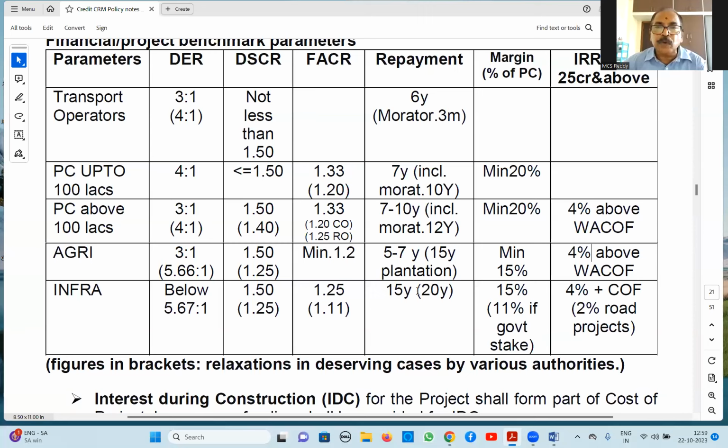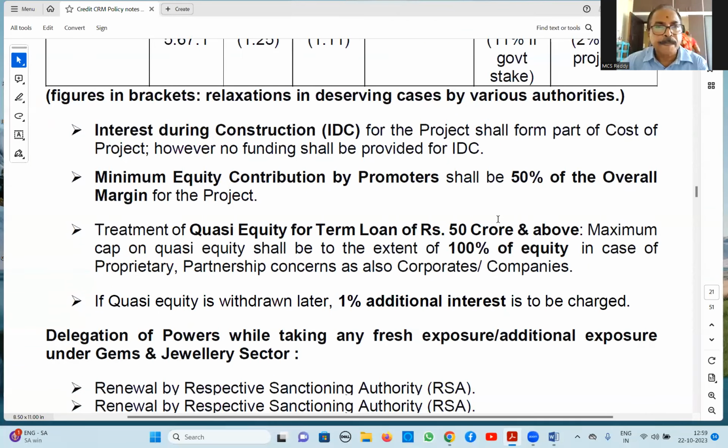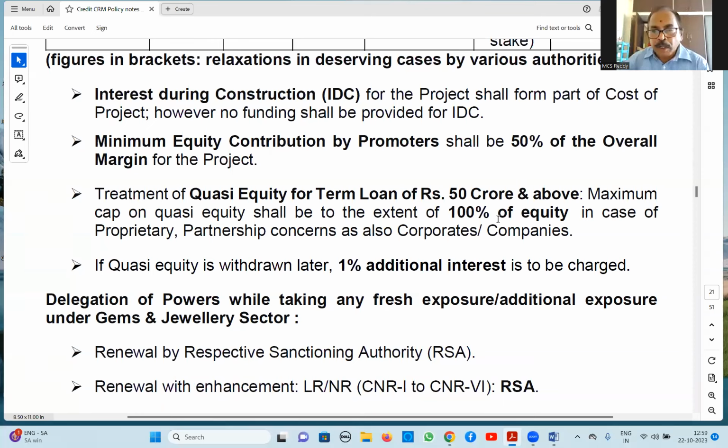So these are term loan parameters. They are given by the bank in our policy. Strictly they are to be followed. IDC, interest during construction. It is part of project cost, but we will not fund interest during construction. Party has to bring it from margin only.